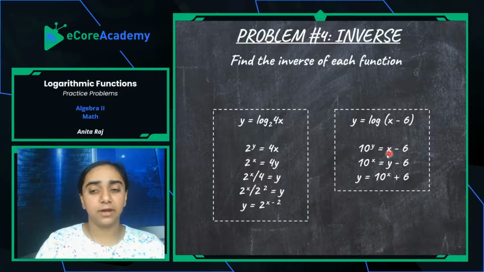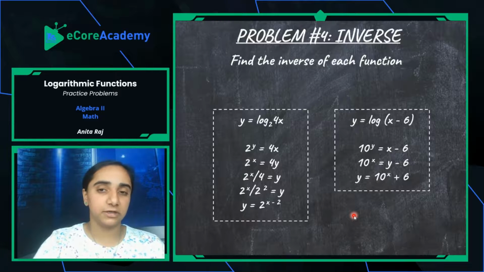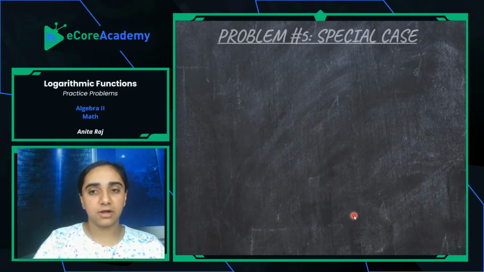Now we need to swap where x and y are. And if we do that, we can rewrite this as 10 to the power of x equals y minus 6. And to get y by itself, we're just adding 6 to both sides, and we get y equals 10 to the power of x plus 6. So pretty straightforward. And here's our last problem, number 5.